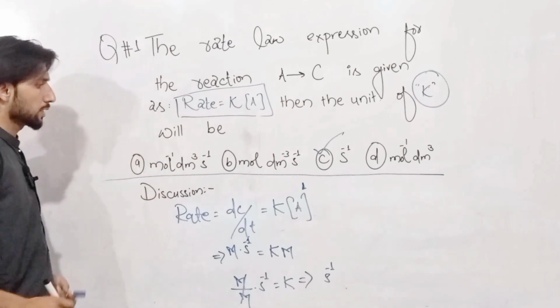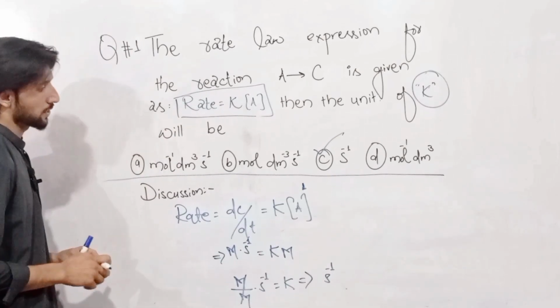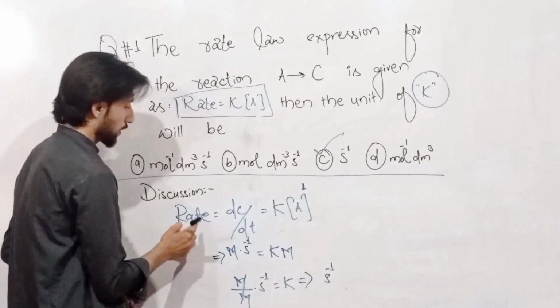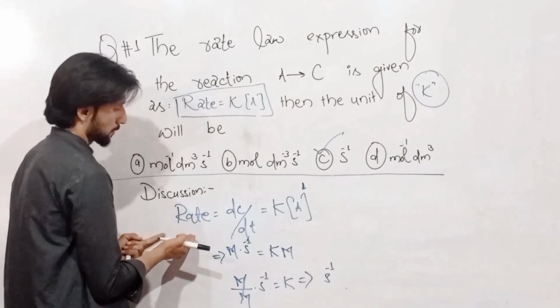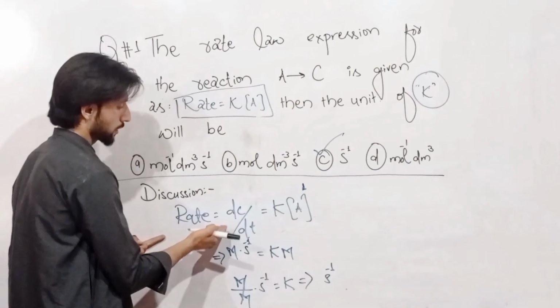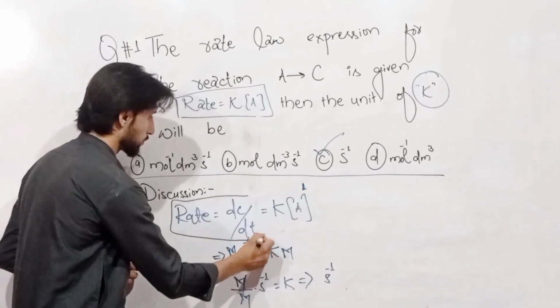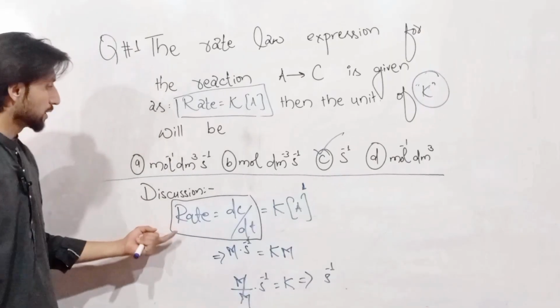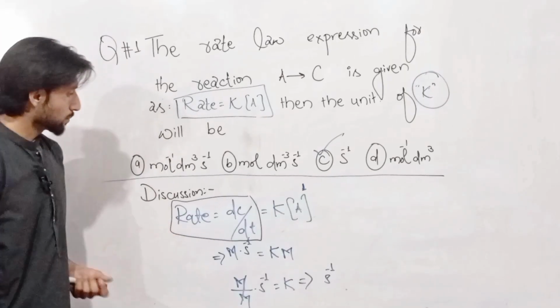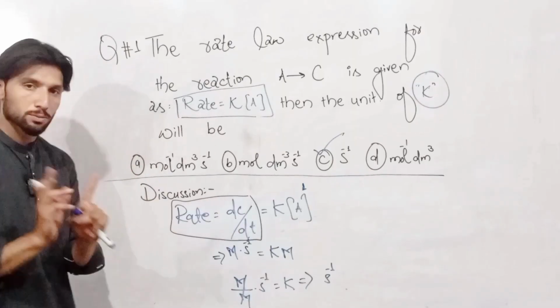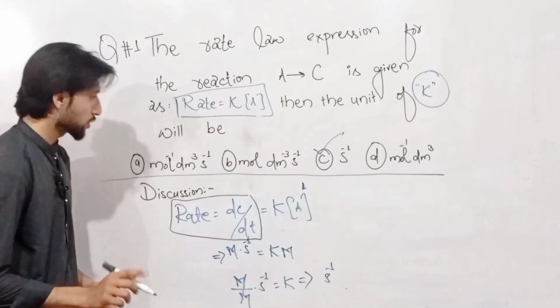Now, what are the other deductions from this rate law expression? Other deductions are, we also got another expression for the rate of reaction. This also was one of the previous MCQs. It was asked that rate could be represented as, so you must know that rate could be written as change in concentration per unit time. So you must know that this is another MCQ.